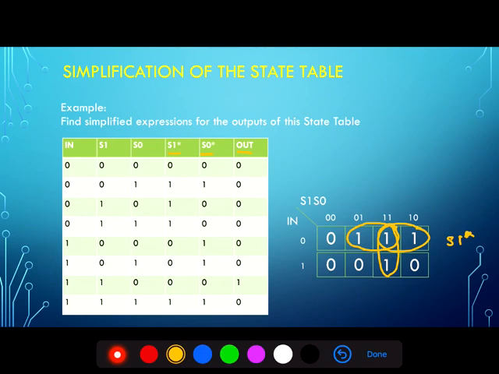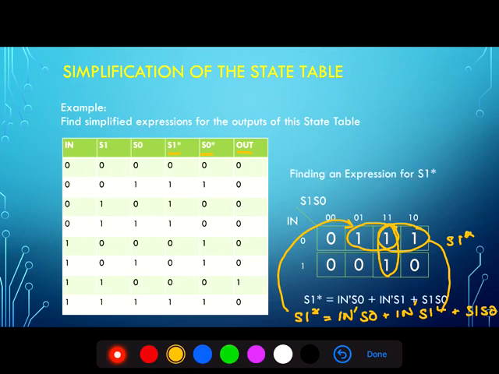Using Karnaugh map techniques, we can come up with the final expression for S1 star. S1 star is equal to in naught times S0, which describes this grouping of 2 in the Karnaugh map, or in naught times S1, which describes this grouping, and finally, describing the last grouping, we get S1 S0. And that gives us the expression for the next state of S1.